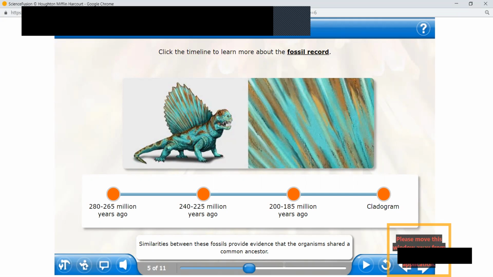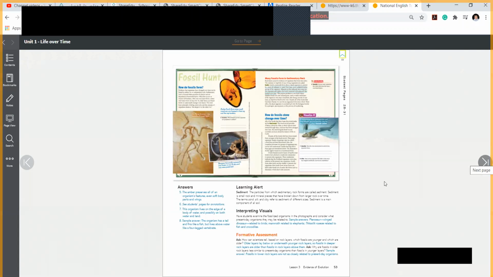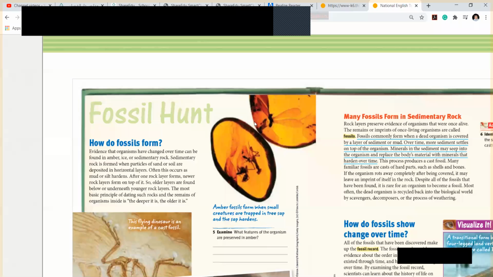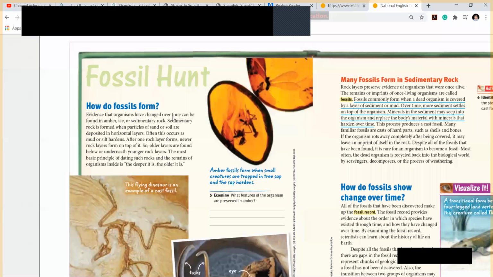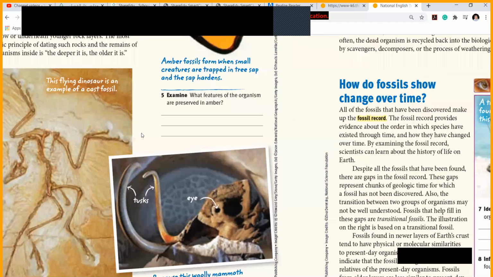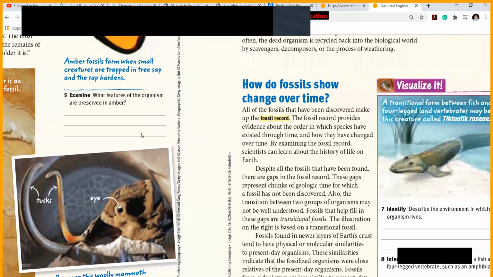I will show you what we have studied from the book now. See, yesterday, this is the amber. We studied about the amber. That's the evidence that organisms have changed over time, which can be found in amber, ice, or sedimentary rock. You know when sedimentary rock is formed. Even yesterday, I gave an example of the sandwich and made you recollect about the sedimentary rocks. And then we studied about the fossil record. How do you see the age of the fossil?